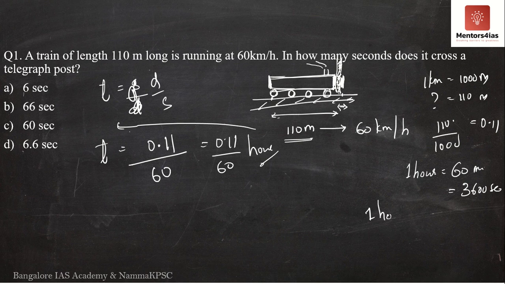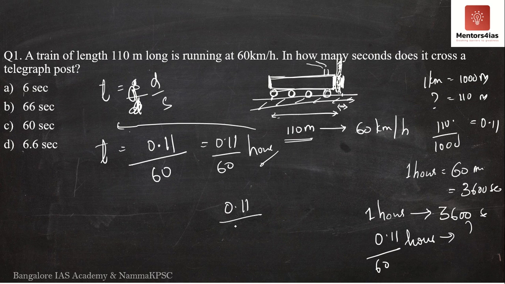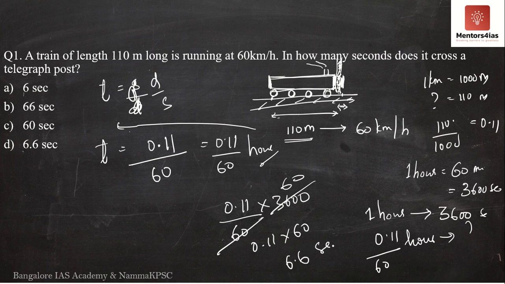If 1 hour is equal to 3600 seconds, then 0.11 divided by 60 hours is equal to how many seconds? Nothing but 0.11 by 60 into 3600. This is 60 times. So what do we get? We get 0.11 into 60, which is nothing but 6.6 seconds. Therefore, the correct option is D, and the correct answer is 6.6 seconds.